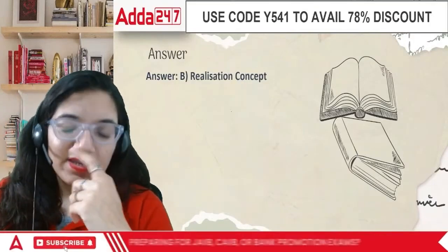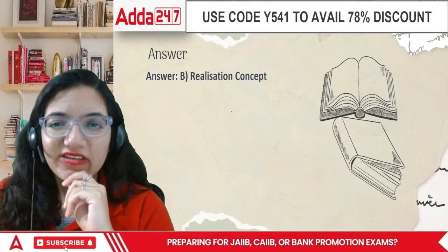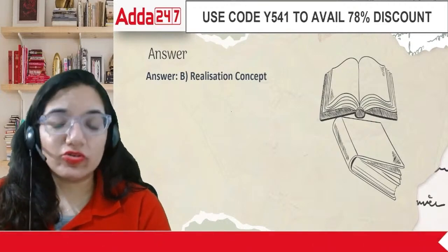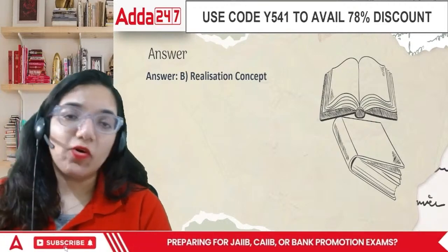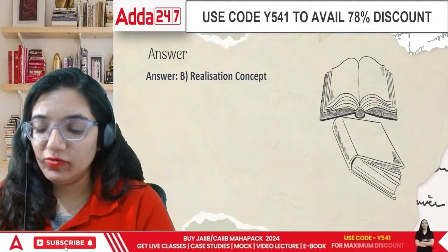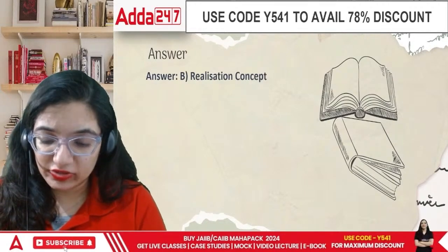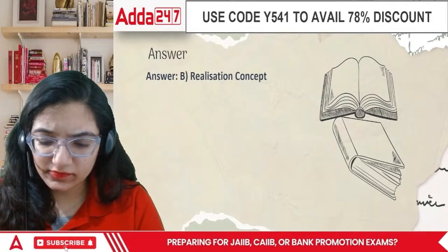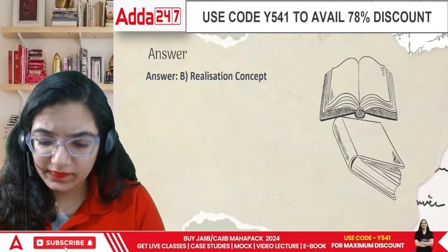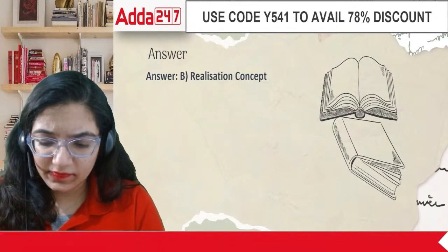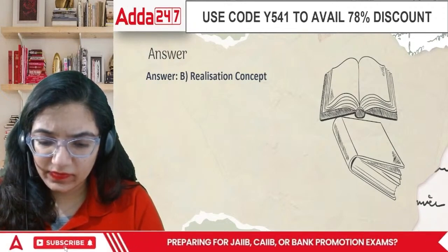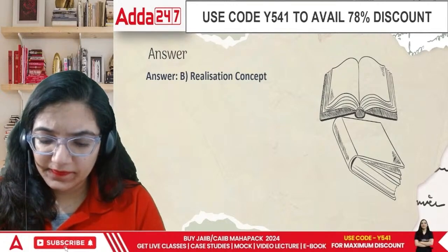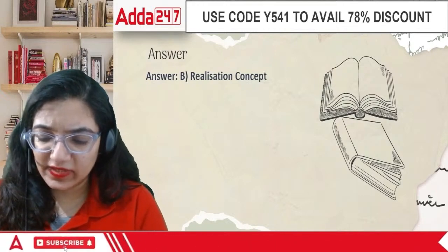The realization concept, which we were yet to discuss in detail, says that the time you have a certainty that the money is yours, that you will get it in any case, that is where you record it in the books of accounts. That's how we record it under the realization concept. Okay? Done? Now let's look at the next question.